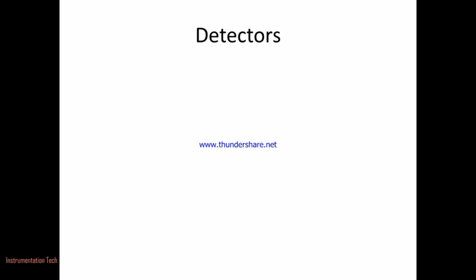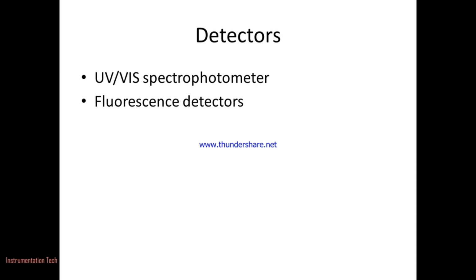Detectors. First one, ultraviolet or visible spectrophotometers with wavelength selection range of 200 to 800 nanometer. Second one, fluorescence detectors. Third one, refractive index monitors. These are the commonly used detectors in high performance liquid chromatography. Other than this, mass spectrometer is also used.